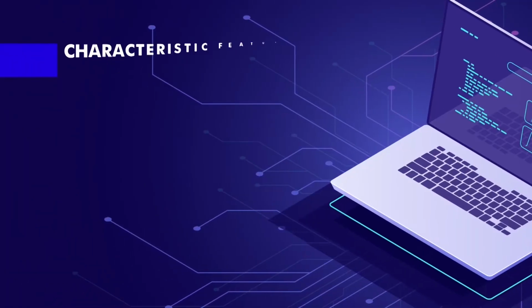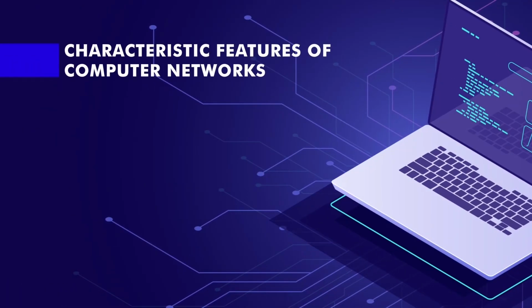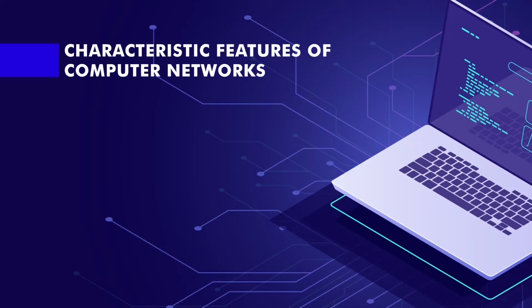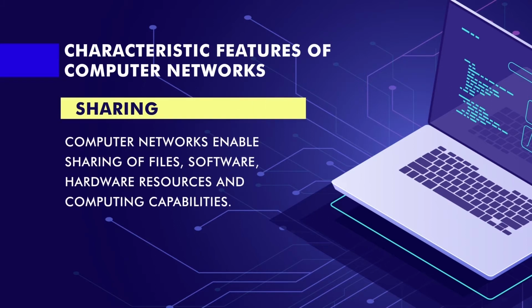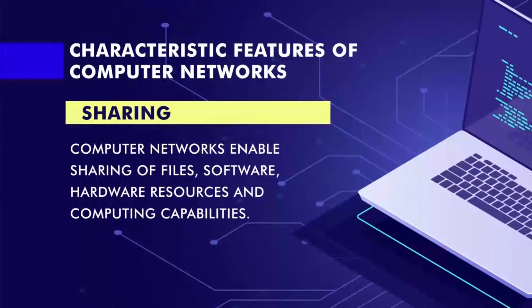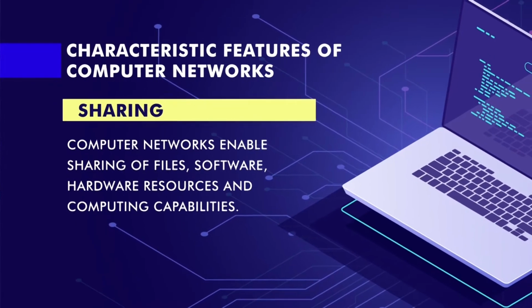So what are its characteristics? Why do we have to connect the computers? Basic characteristic features of computer networks are sharing, speed, scalability, integration, security, and cost effectiveness. Sharing means computer networks enable sharing of files, software, hardware resources, and computing capabilities. So once the systems are connected, you can share the files, you can share the resources and other features.